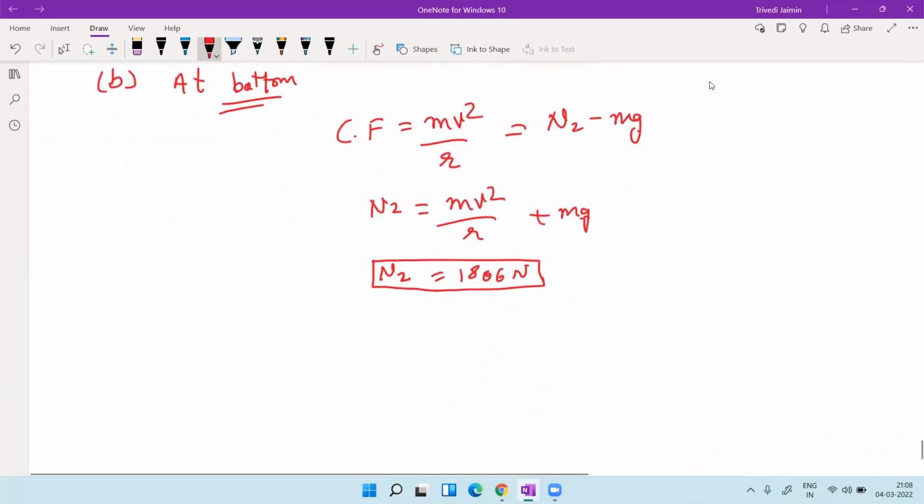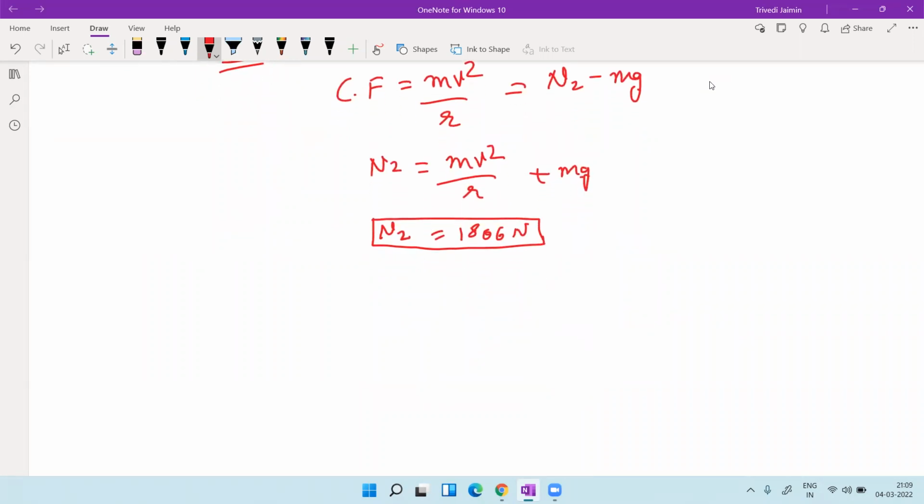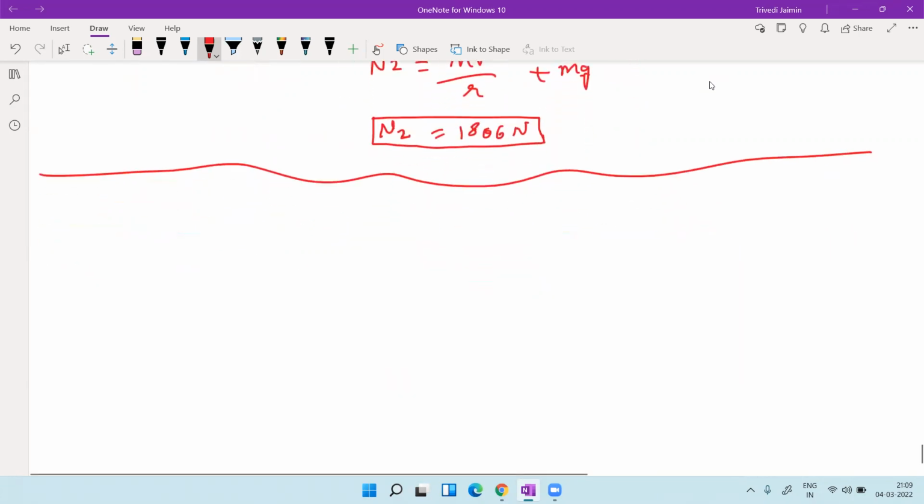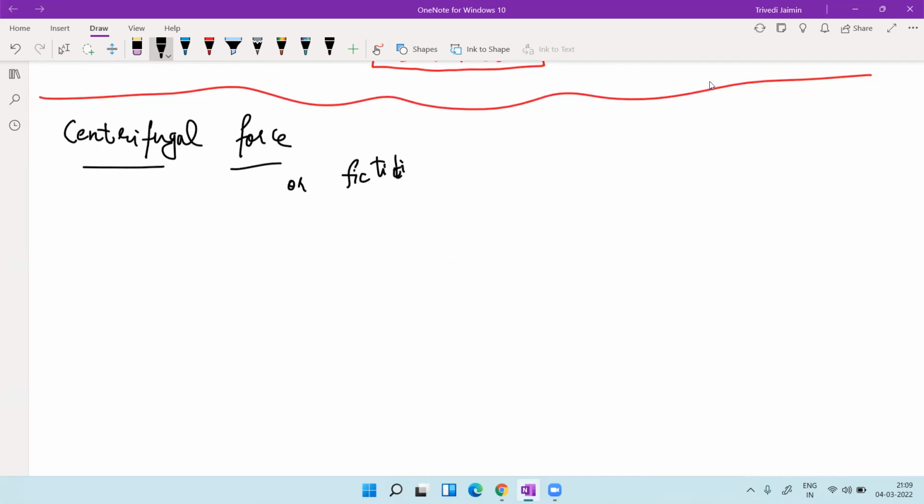Okay, then let's go with the next topic, that is centrifugal force. These two are the most important topics, centrifugal and centripetal. Other name is fictitious force.